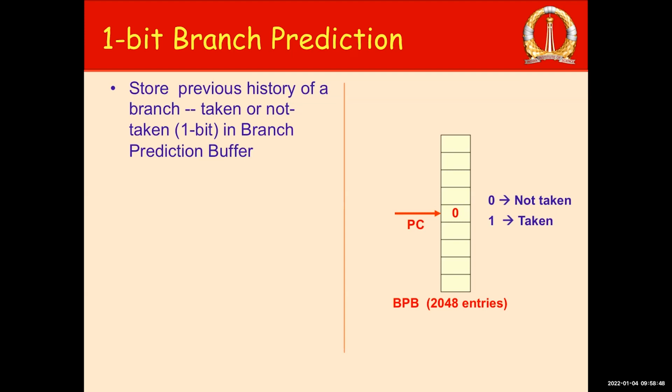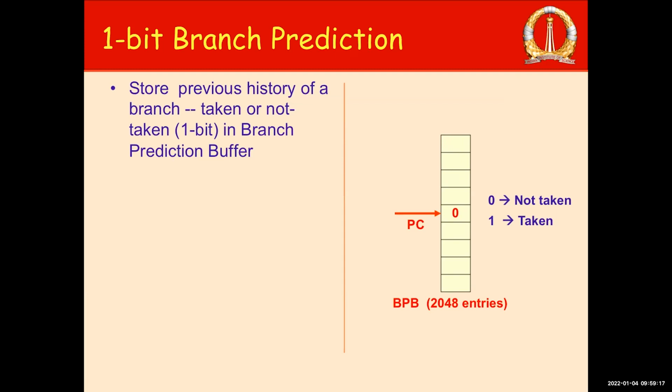If the prediction is correct, then you are good and everything is fine. If the prediction is wrong, of course, you have to squash. In both cases, after the branch is resolved, whether the branch is taken or not taken, that bit is set again in the table, so that the next time around when you come to the same branch, you can again use this information for prediction. So that's essentially how a one-bit branch predictor works.